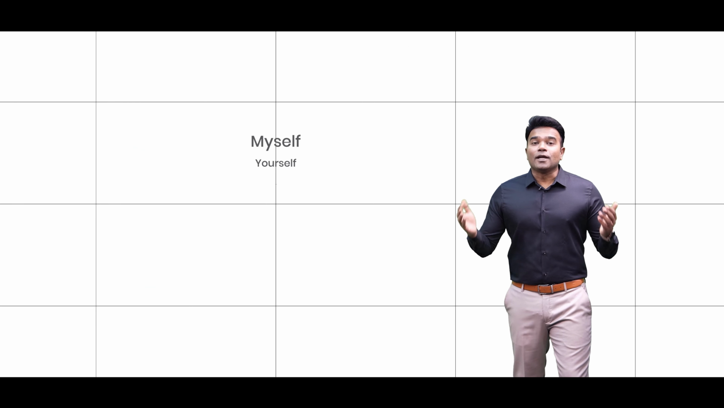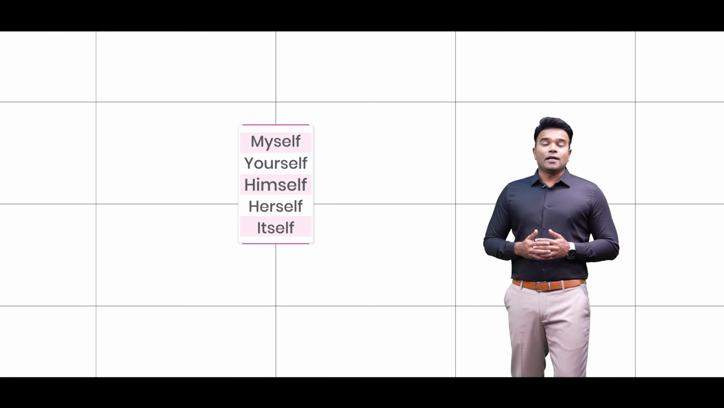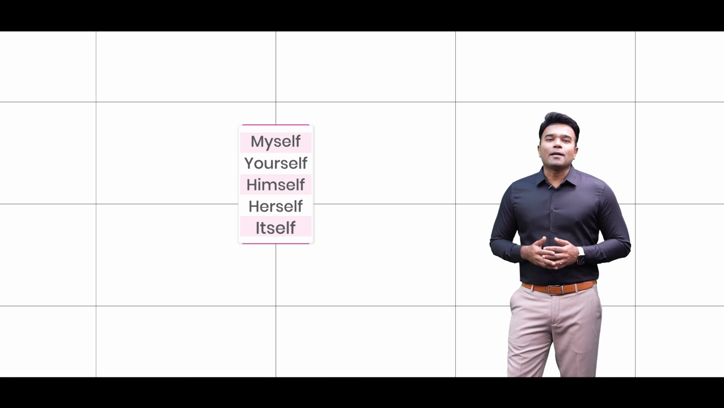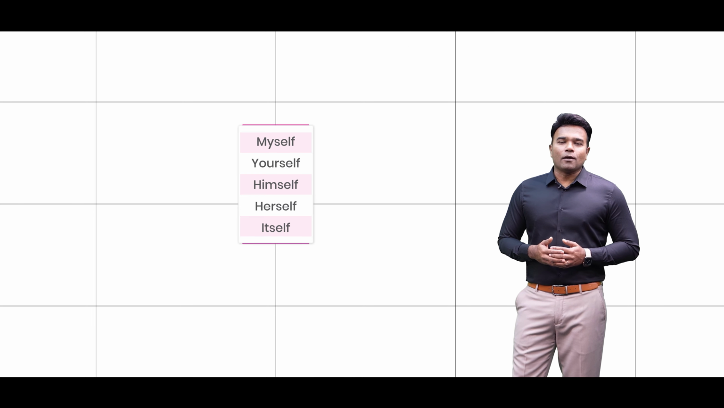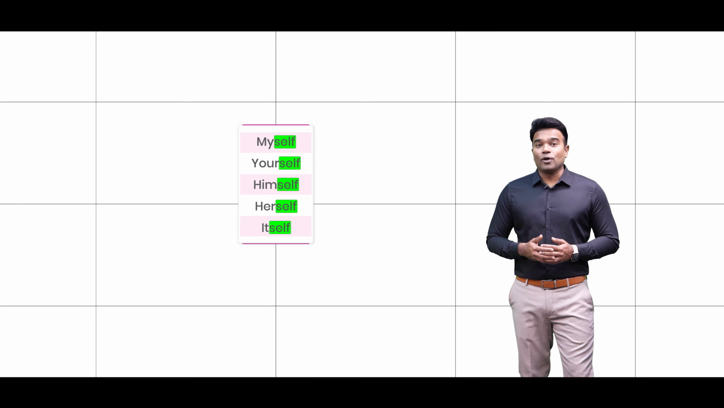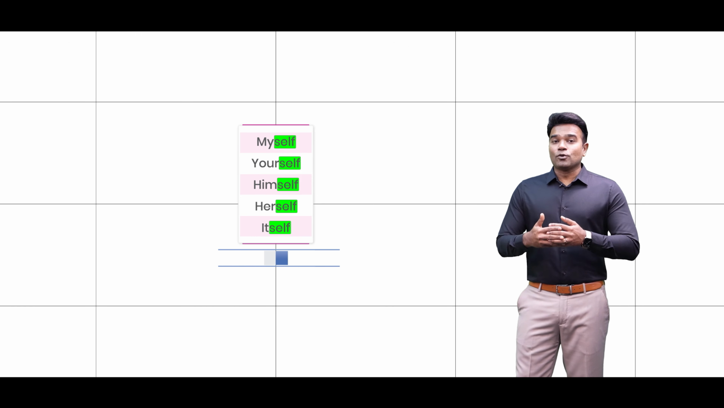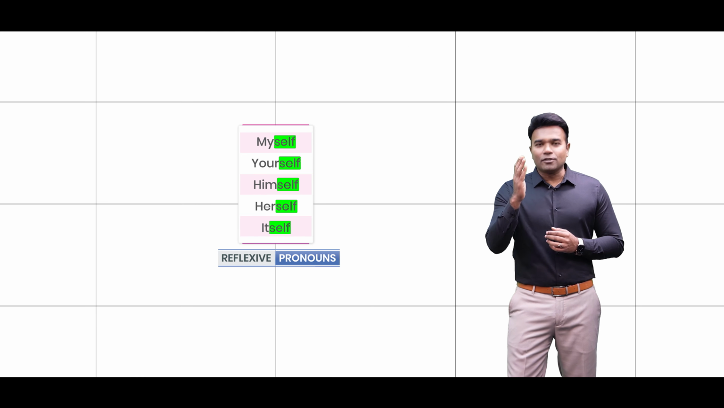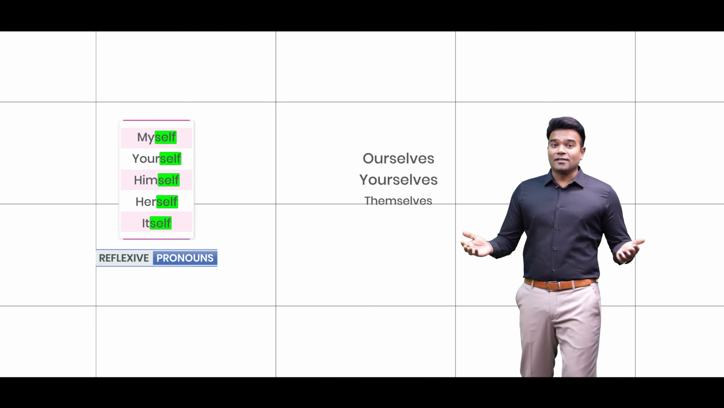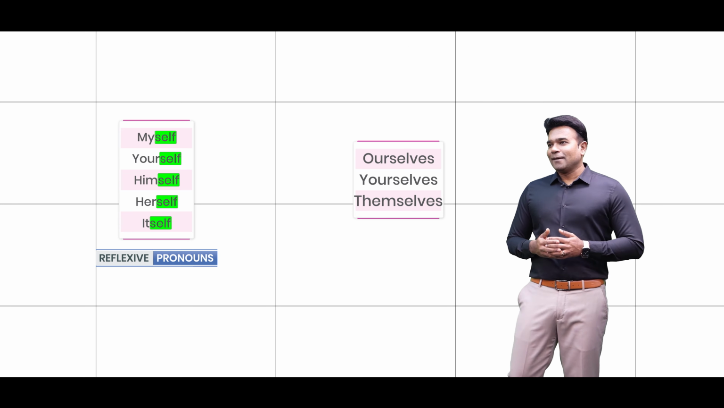Well, have a look at these words: myself, yourself, himself, herself, itself. You can notice that all of these are ending with self. In fact, such words in English that happen to be ending with self is what we refer to as the reflexive pronouns. Now have a look at these words: ourselves, yourselves, themselves.